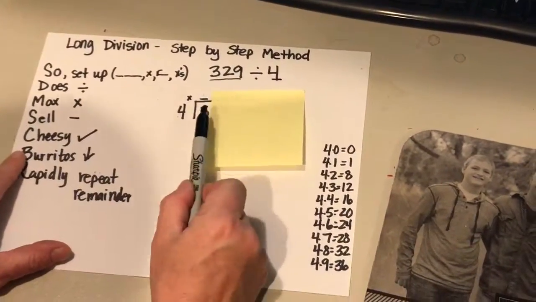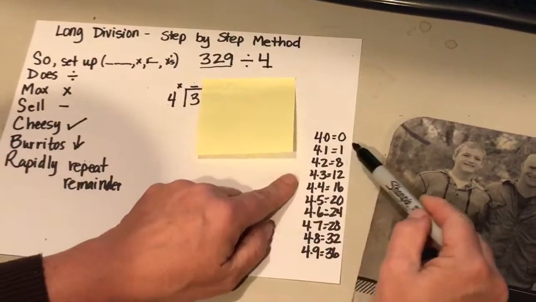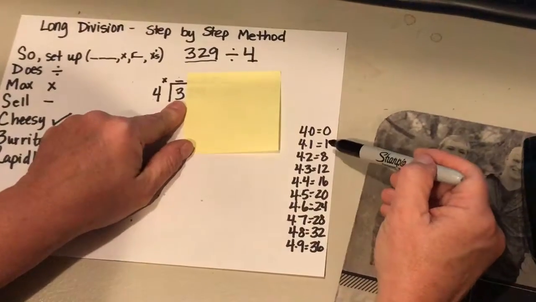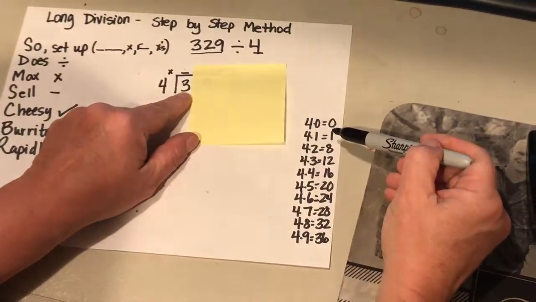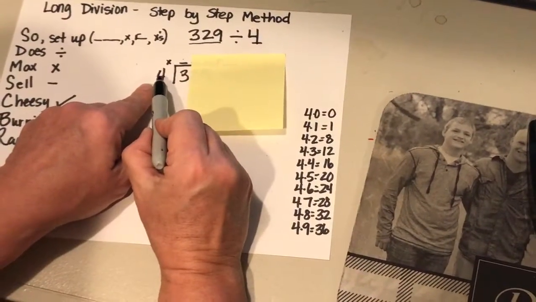And then we're going to divide 3 into 4. So then we go over to our count bys and we're looking for a 3. And we don't want to go over. Well, will 3 divide into 4?